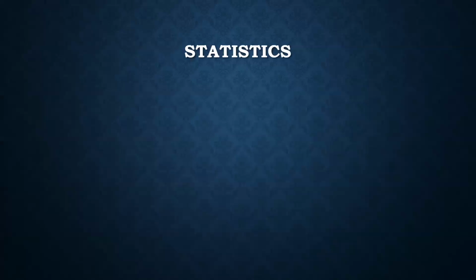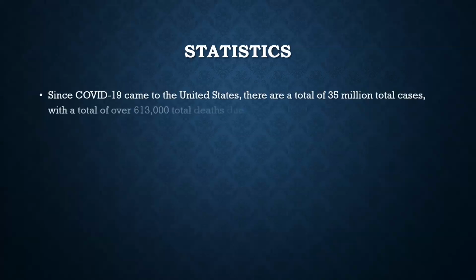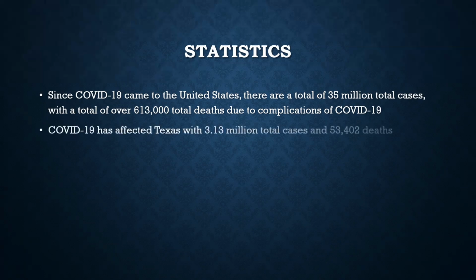Now to bring the numbers into COVID-19. Since COVID-19 came to the United States, there have been a total of 35 million cases, with over 613,000 total deaths due to complications of COVID-19. And now when we get to the state numbers, COVID-19 has affected Texas with 3.13 million total cases and over 53,000 deaths due to complications of COVID-19.